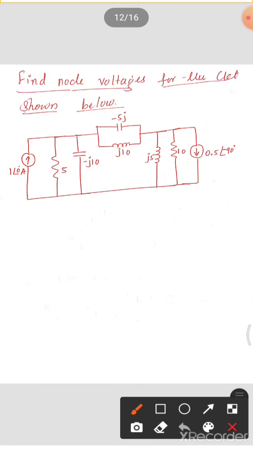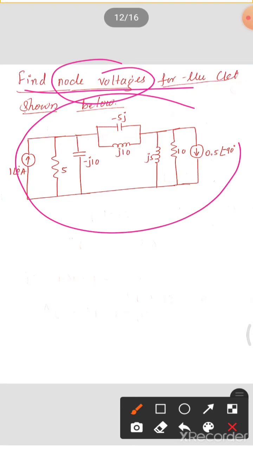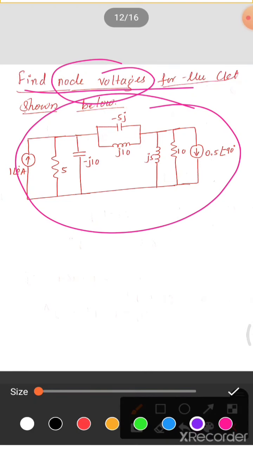So now we will find out node voltages for the circuit shown below. They have asked us to calculate what is the node voltage. Meaning of this one is, we are supposed to apply KCL at each node, that is node analysis. Okay, so just observe, before going to tackle that numerical, just observe the circuit how they have given.